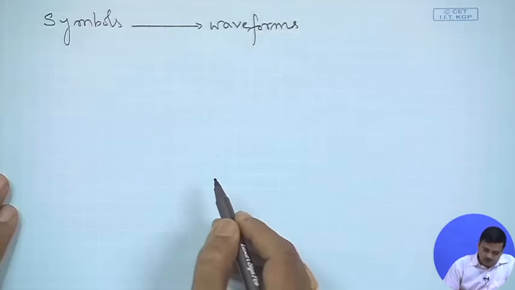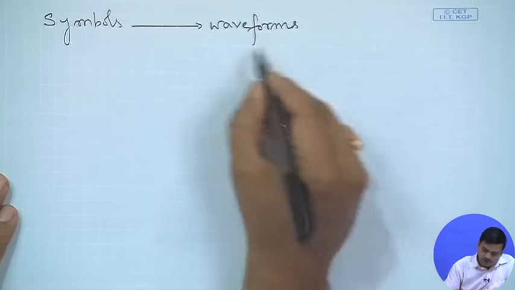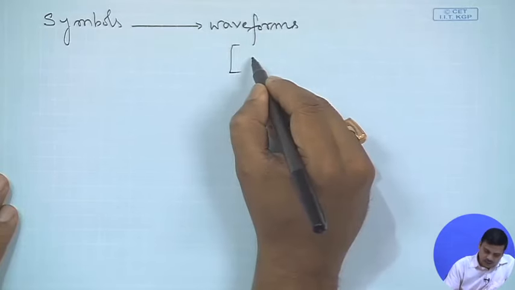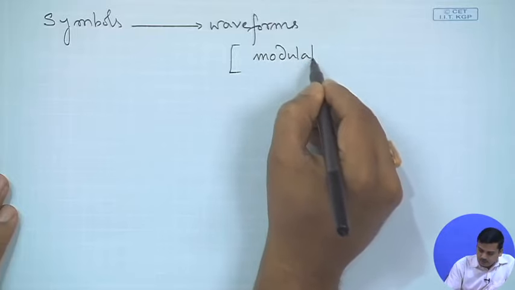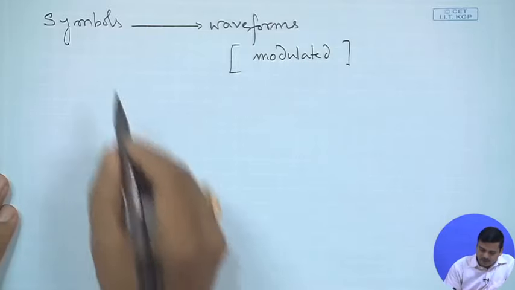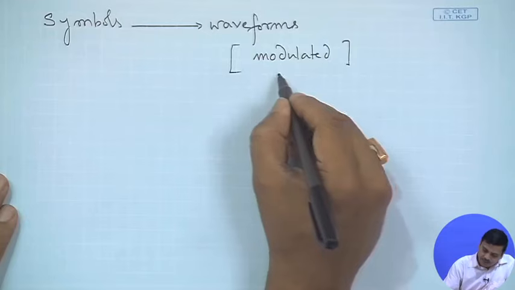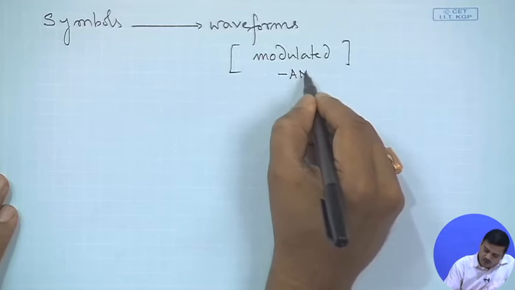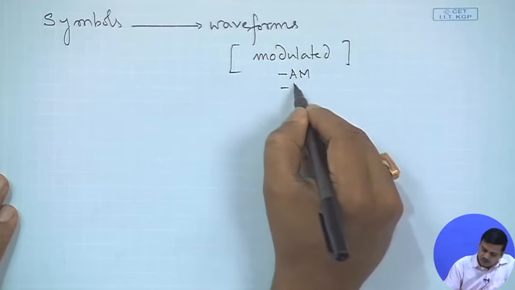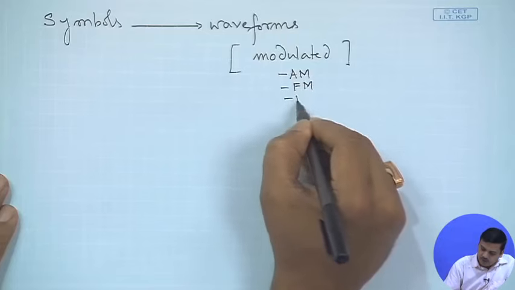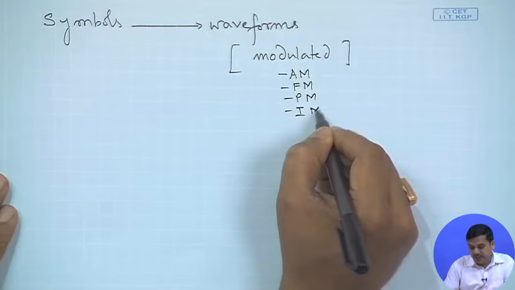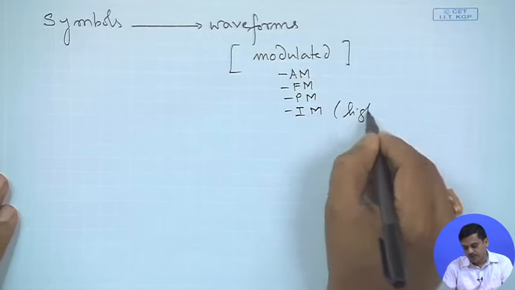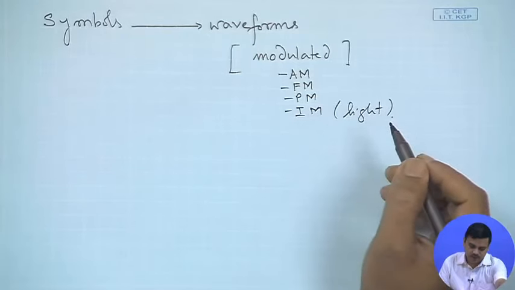And why waveforms, and what kind of waveforms do you think of? So these are, you can say, modulated, in other words. What you have is these symbols, which are used for amplitude modulation, they could be used for frequency modulation, phase modulation, and they could also be used for intensity modulation if you are doing light based communication.